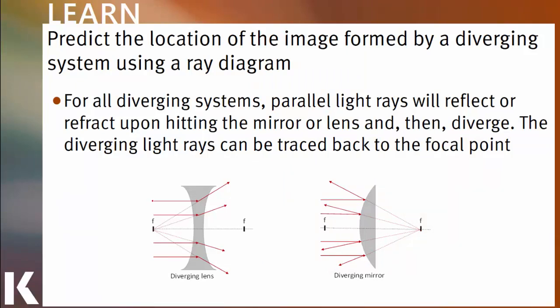Recall that parallel rays of light will spread out when they encounter a diverging system, be it a diverging lens or a diverging mirror. The second thing I want you to recall is that these diverging rays of light will always move away from the focal point. And therefore, for a diverging lens, the focal point must be in front of the lens. And for a diverging mirror, the focal point must be behind the mirror itself. And finally, all diverging rays of light can be traced back to the relevant focal point.